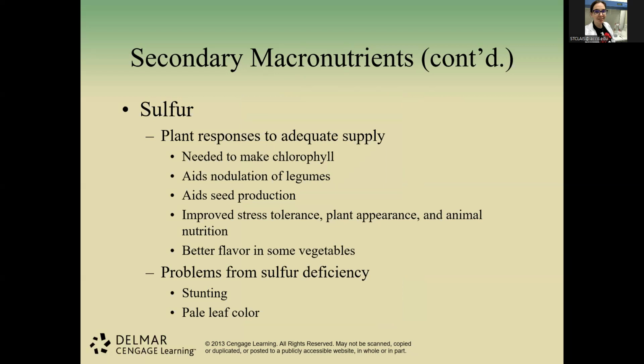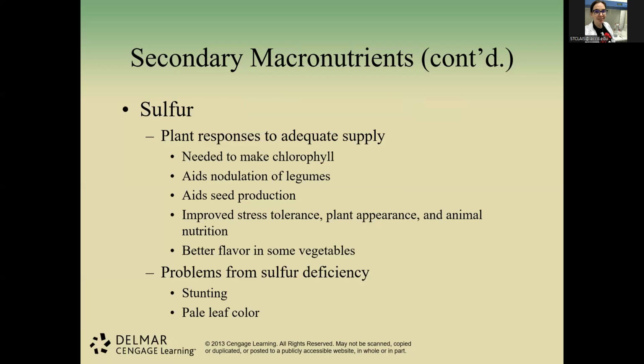Because sulfur is required to make chlorophyll. Sulfur is also important in the nodulation of legumes. So when the legumes form that beneficial association with the rhizobium bacteria, the rhizobia are the ones that fix the nitrogen from the atmosphere and bring it into the soil. The nodules are where the bacteria live inside of the plant root. So you'll have a kind of pearl-type lump or structure.